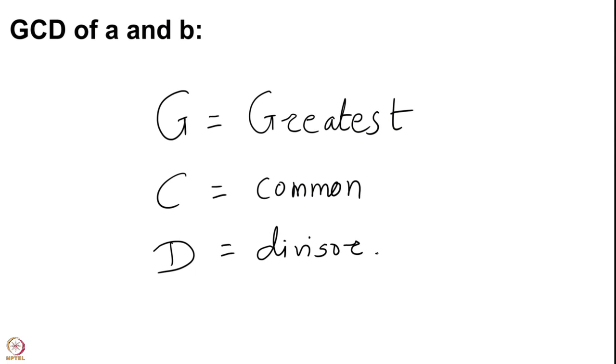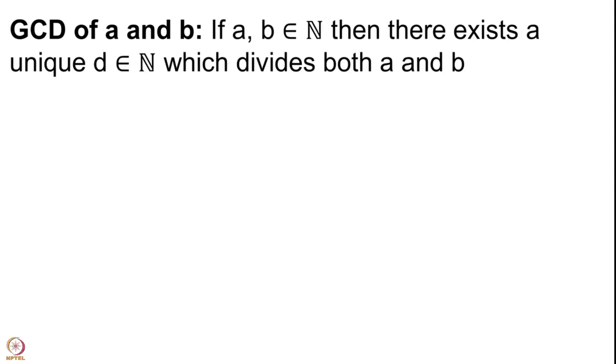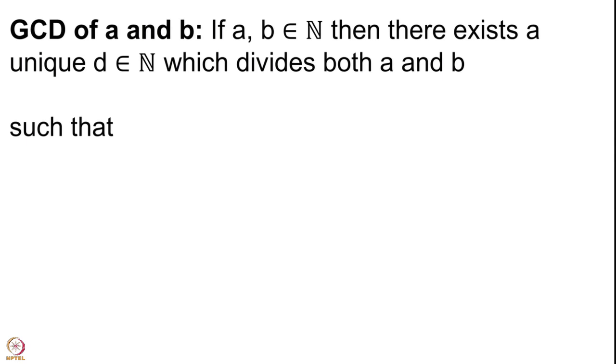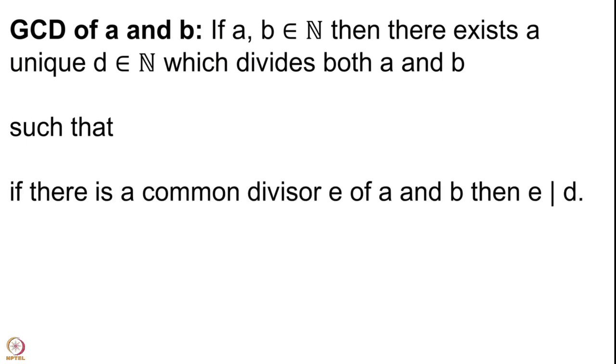There is a statement that needs to be understood and then proved, which is as follows. Suppose we have two natural numbers A and B. Then the statement says that there exists a unique D which divides both A and B. Mind you, there is no full stop here, so our statement is not yet complete. If you are saying something is unique, clearly the divisor of A and B cannot be unique, because 1 divides it and possibly there are some more divisors. So there is one more property of this D, such that, so the uniqueness is with respect to this condition which is now going to follow: if there is a common divisor E of A and B, then E divides D.